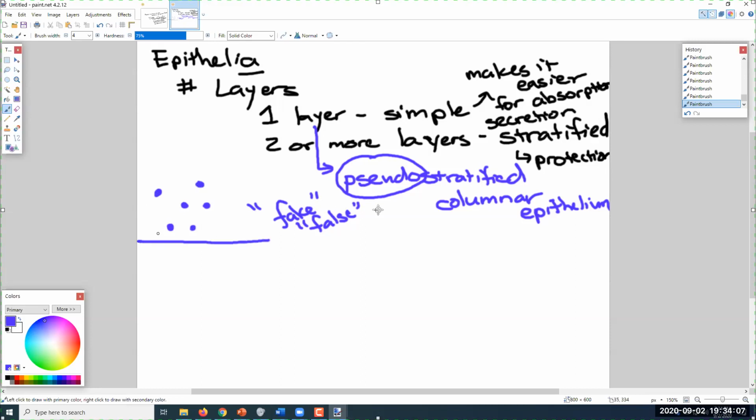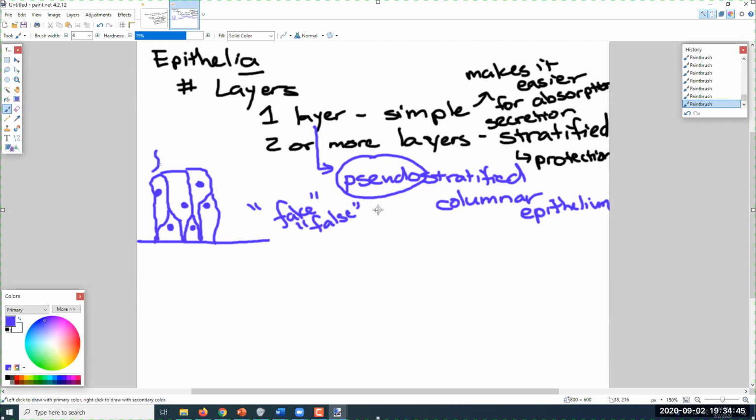However, in reality, this cell here, it touches the basement membrane. The basement membrane is on the bottom of the tissue here. And this cell over here is just the same. It's still touching the basement membrane here. Okay, it's just slightly angled in a different way here. Okay, so this is what it actually is like. It looks like multiple layers, but in actuality, all of them touch the bottom here, the basement membrane. And this is why it's called pseudostratified columnar epithelium.